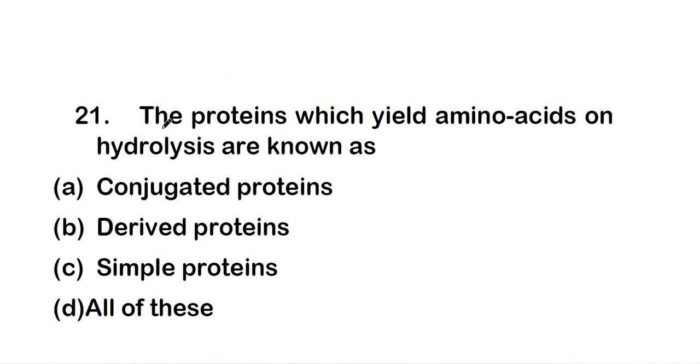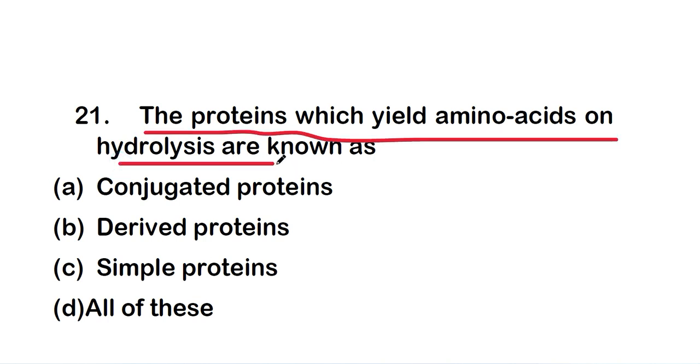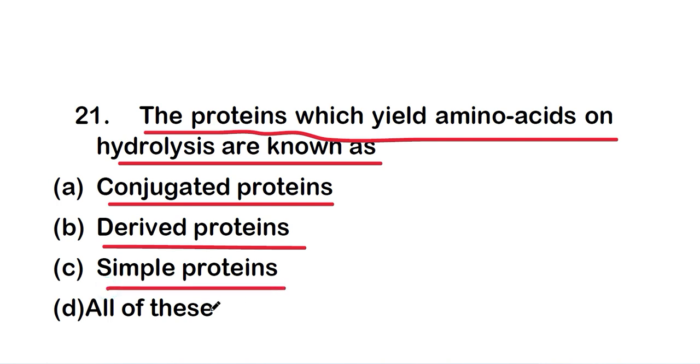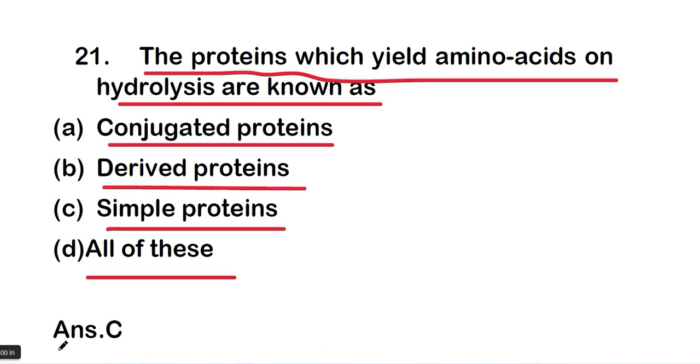So the first question of this video is, the proteins which yield amino acids on hydrolysis are known as option A conjugated protein, option B derived protein, option C simple protein, or option D all of these. And the right answer is option C, that is simple protein. So the proteins which yield amino acids on hydrolysis are known as simple proteins.